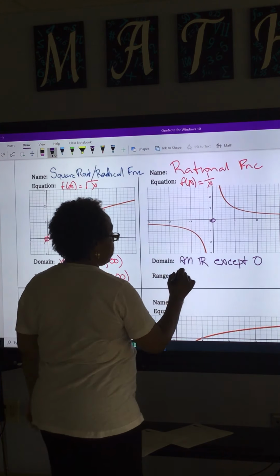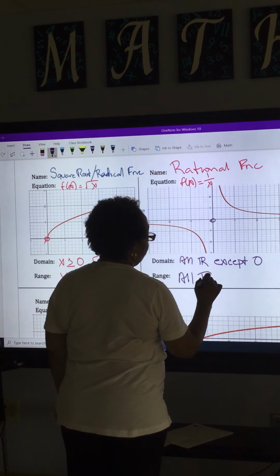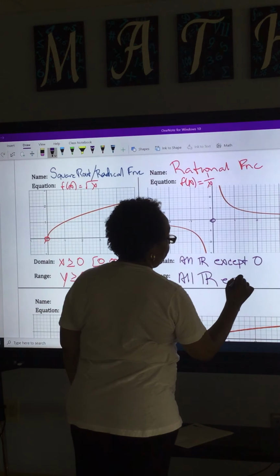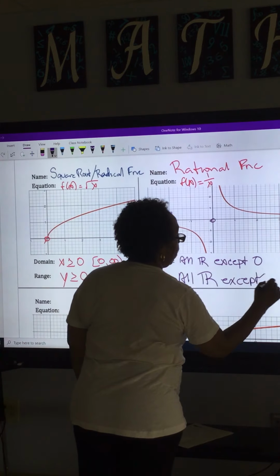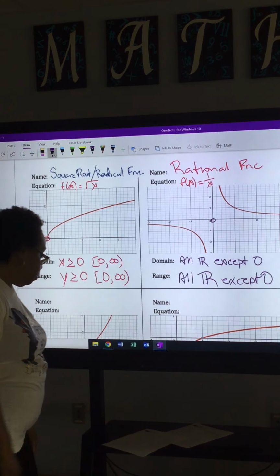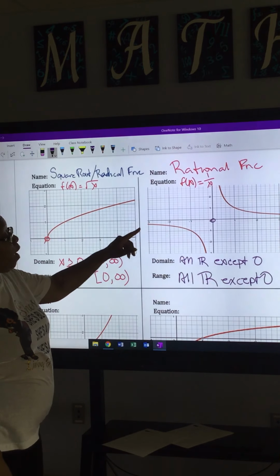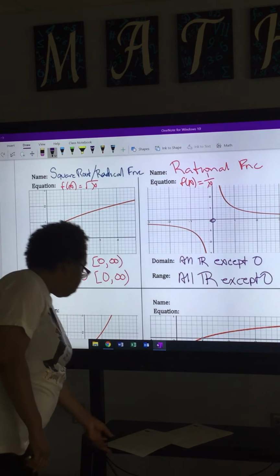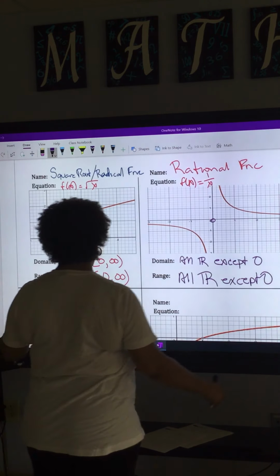Same thing about the range. It's going to be all real numbers except zero. All right? So, as I said, these two graphs will approach the x and y axis, but will never cross them. Okay? The next one we're going to look at is an exponential function.